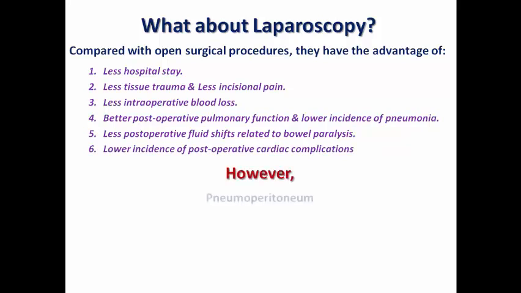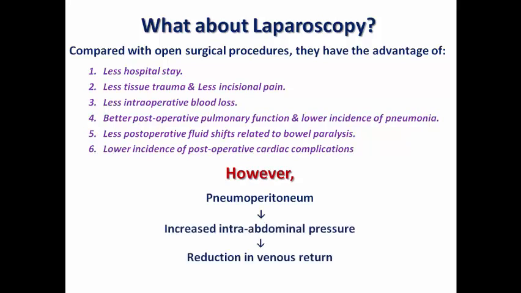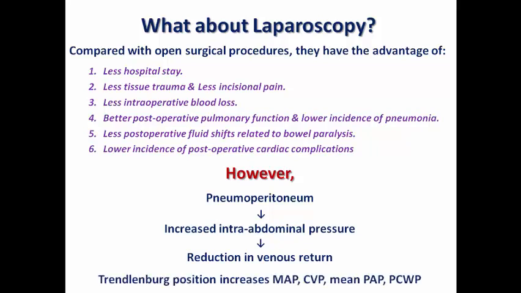However, the pneumoperitoneum performed in laparoscopic procedures increases the intra-abdominal pressure and so reduces the venous return to the heart, and in Trendelenburg position this increases the mean arterial blood pressure, CVP, mean pulmonary artery pressure, and the pulmonary capillary pressure, which may have a deleterious effect on cardiac patients.